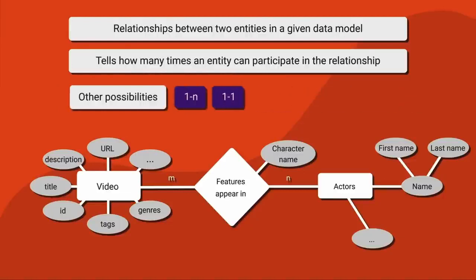Here, the relationship between the video entity and the actor entity is the character name in the video and the actors who played those characters. Here, M and N are the videos and actors respectively. The videos feature actors. Each video will have several actors, and each actor can participate in several videos.